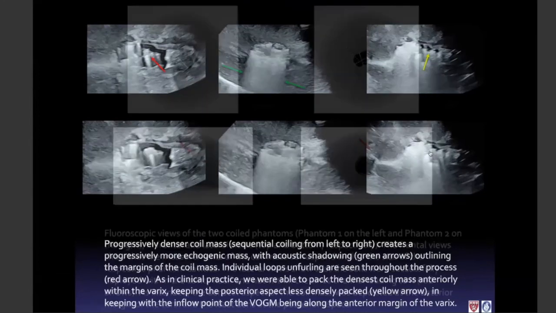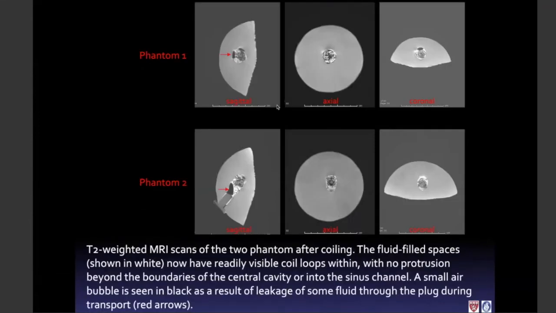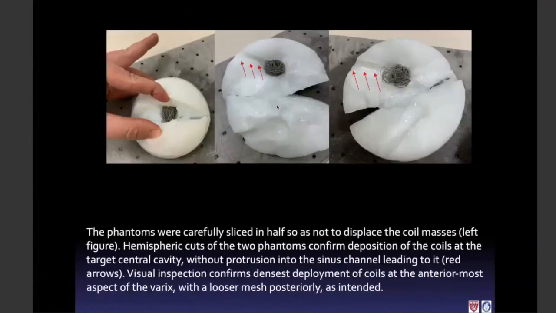We then verified, I did a quick fluoroscopic view just to show myself that the coils were actually deployed right in the varix. This part will not be done on the patients, no fluoroscopy is involved. And we did a follow post-embolization MRI scan. And then we actually opened up the phantom to show that the coil deposition was actually in place.